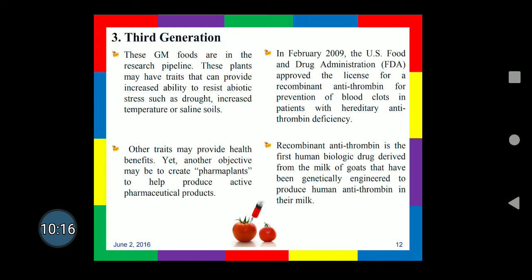In February 2009, the US FDA, that is Food and Drug Administration, approved a license for the recombinant antithrombin for the prevention of blood clots in patients with hereditary antithrombin deficiency. The recombinant antithrombin is the first biological drug derived from milk of goats that have been genetically engineered to produce human antithrombin in the milk.